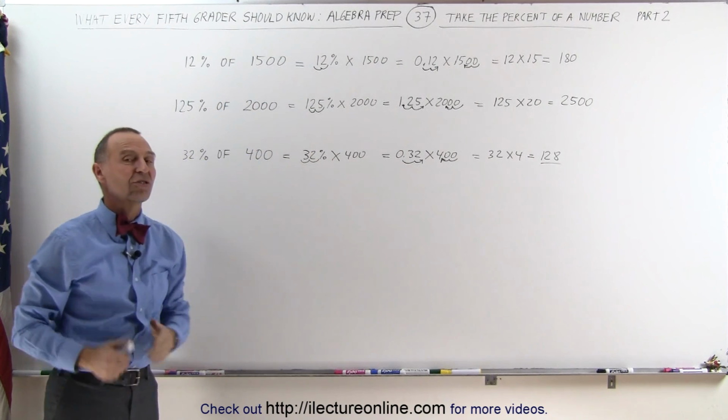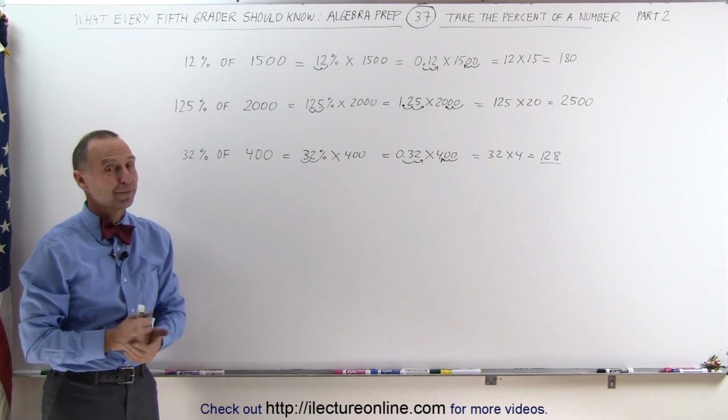And that's how we do problems like that, where we multiply a percent times a big number with lots of zeros. We can actually simplify the problem by using that technique. That's how it's done.